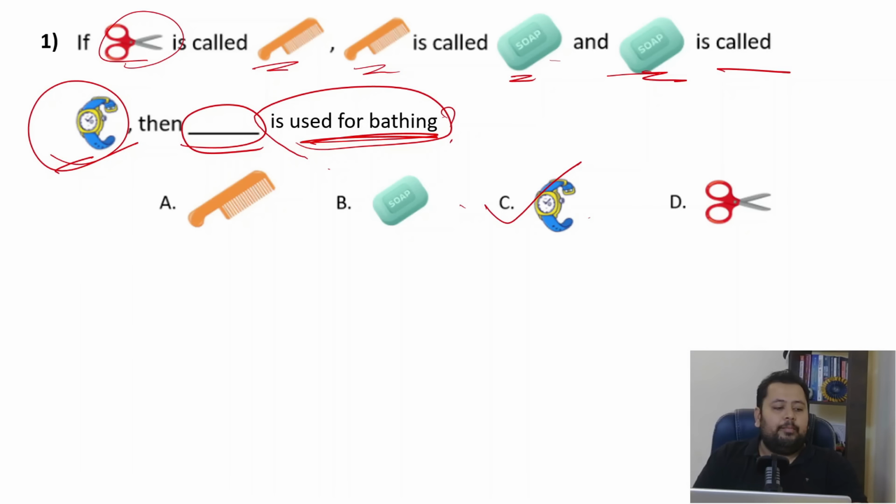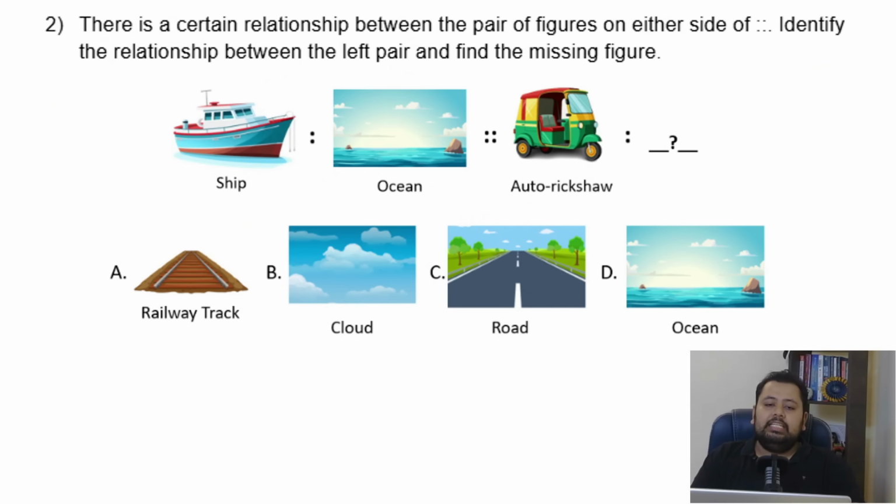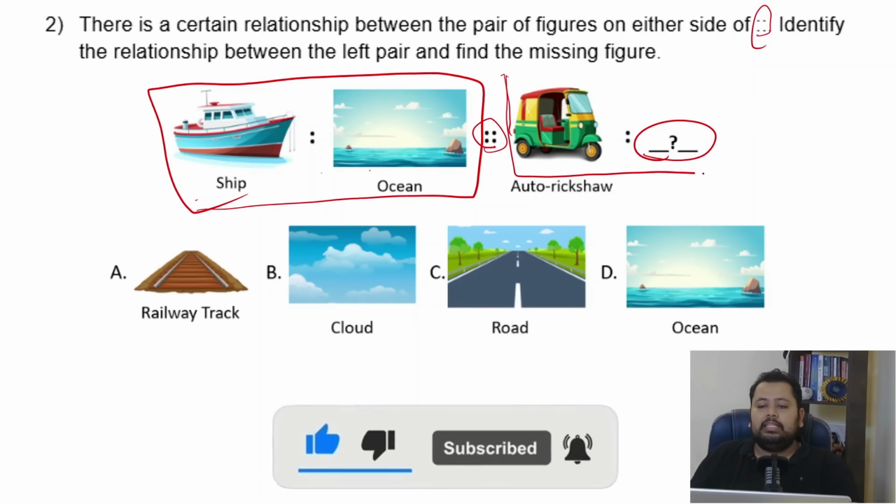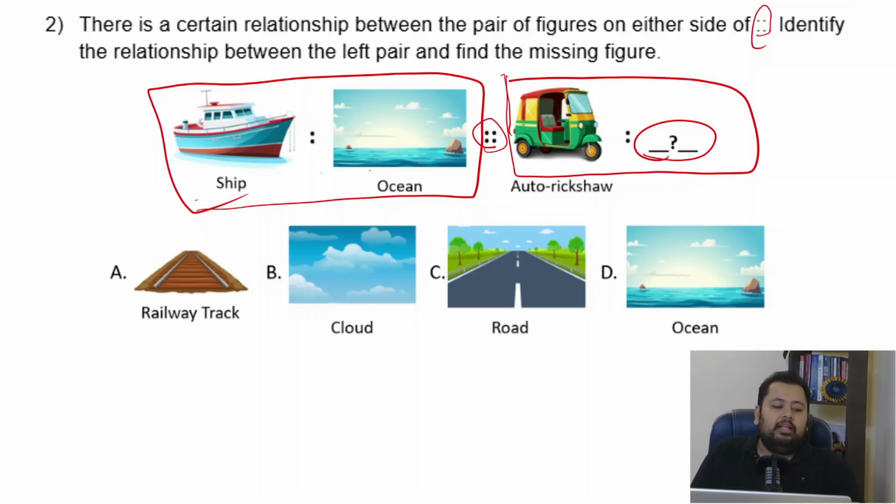Let's now go to question number 32. There is a certain relationship between the pair of figures on either side of double colon, right? This is something we have already discussed. So on both the sides of the double colon, there is certain relationship. So there's a certain relationship between these two, and obviously we have to find this one out, and there has to be a similar relationship between these two as well. So we need to find that out. Pause the video, solve, and find out what the answer is, and then we look at the solution.